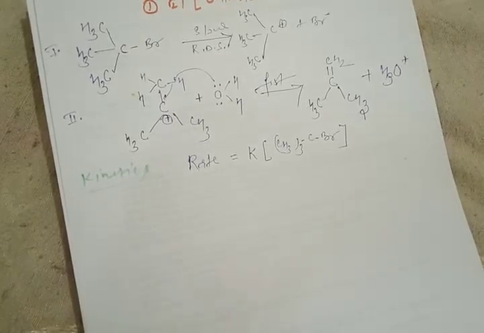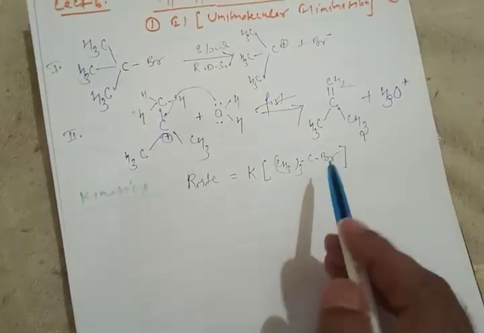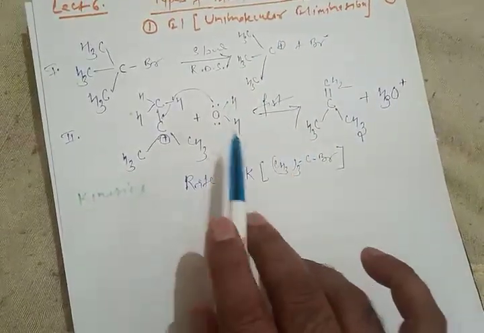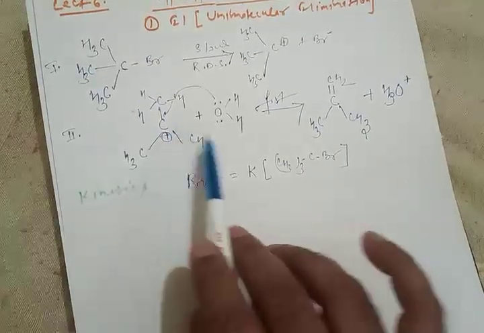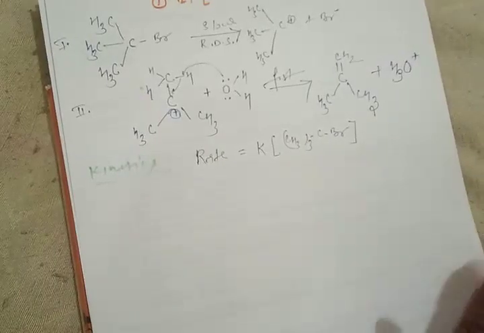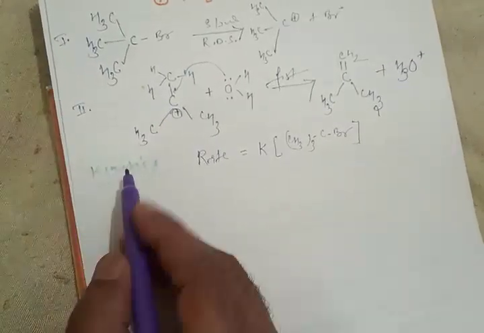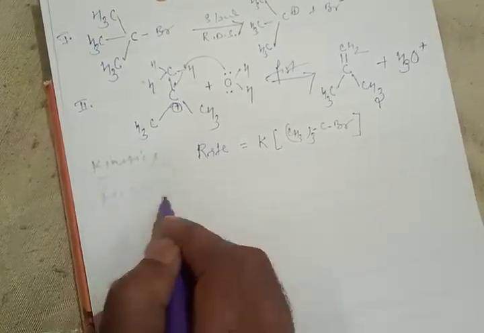If it depends on tertiary alkyl bromide only, that means it is a unimolecular reaction, because it depends only on the concentration of one of the reactants, and that is (CH3)3CBr. That means it is a unimolecular reaction. Then there are several factors which are responsible for that.